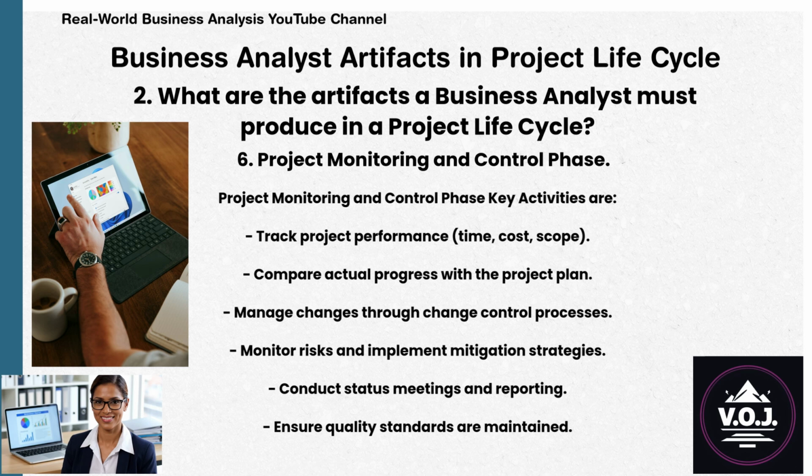Project monitoring and control phase key activities are: track project performance, time, cost, scope. Compare actual progress with the project plan. Manage changes through change control processes. Monitor risks and implement mitigation strategies. Conduct status meetings and reporting. And ensure quality standards are maintained.